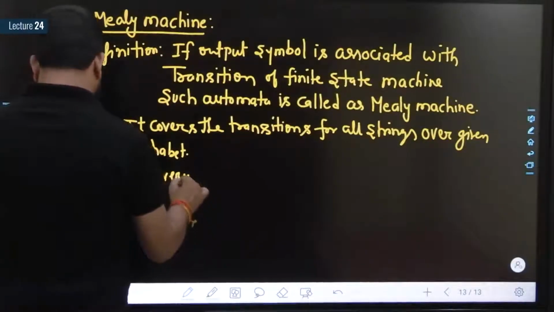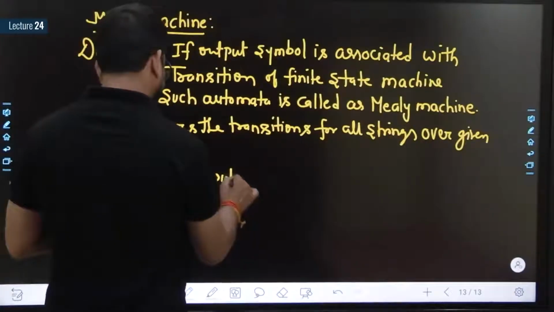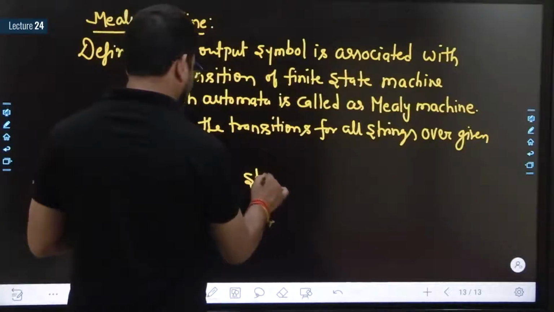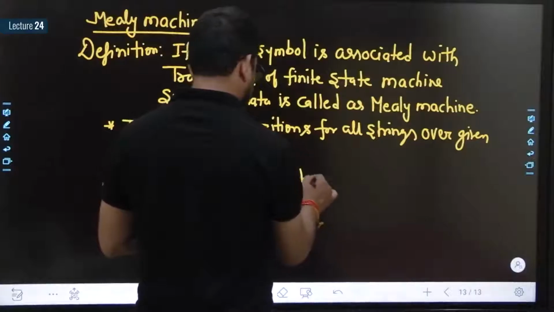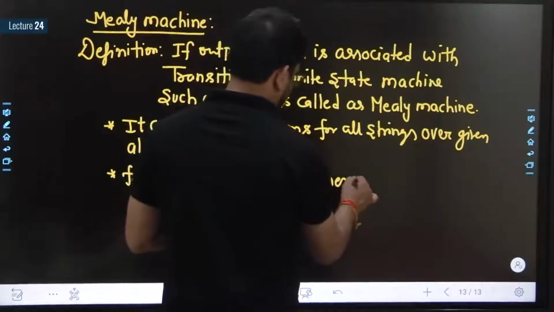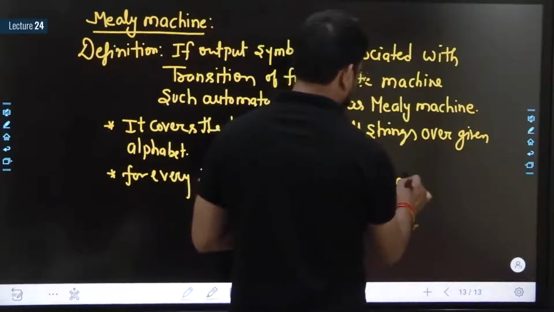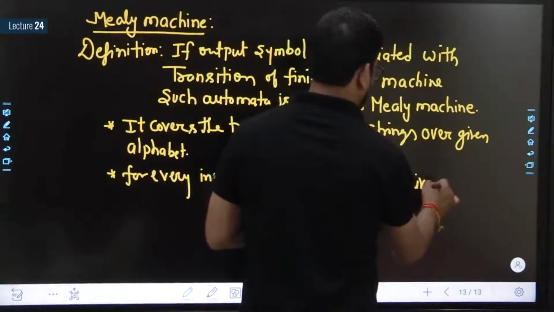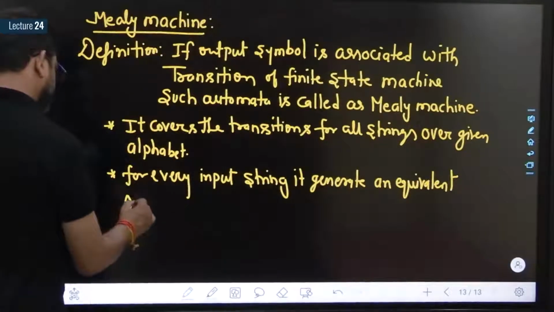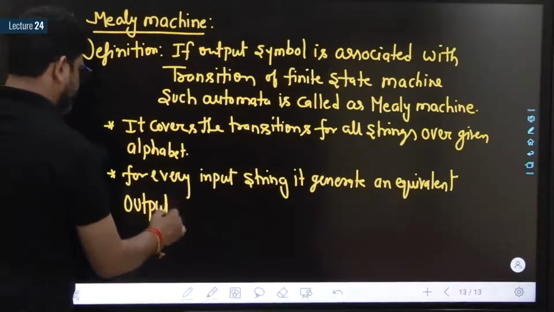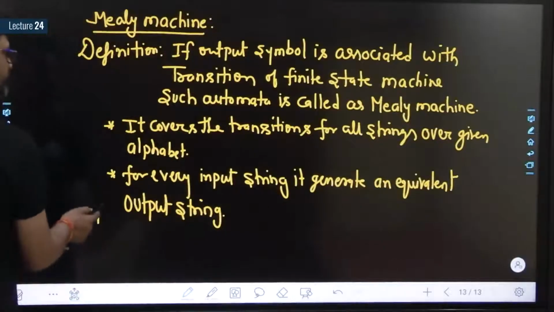For every input string it generates an equivalent output string. Clear? Next point.